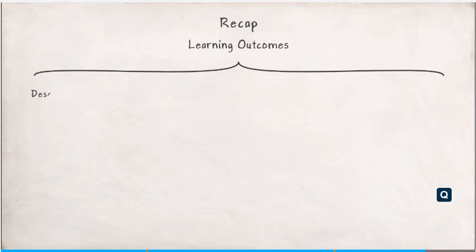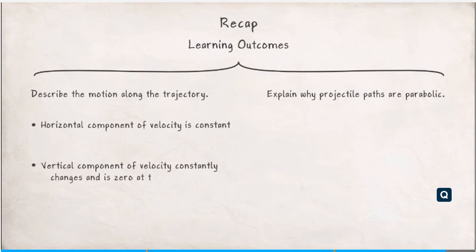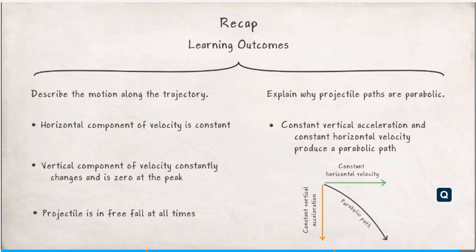Okay, let's recap the key aspects of projectile motion. We set out to describe the motion at key points along a projectile's path, and explain why projectile paths are parabolic. Let's list what we know about the motion along the trajectory. We know that the horizontal component of velocity is constant, that the vertical component of velocity constantly changes and is zero at the peak, and that the projectile is in free fall at all times. We also know that projectiles follow parabolic paths because they are constantly accelerating in the vertical direction while traveling at constant velocity in the horizontal direction.